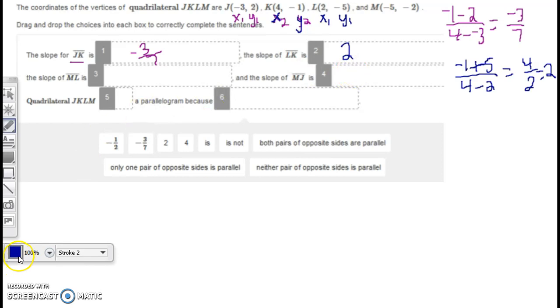Then it wants the slope of ML. So let's see. L is labeled as x1 and y1. I'm going to leave it as that. So M would be x2 and y2. So y2 minus y1 over x2 minus x1. This would give me 3 over -7.